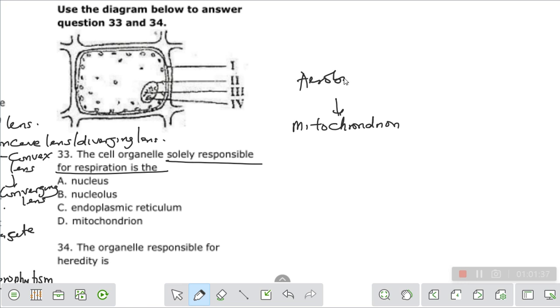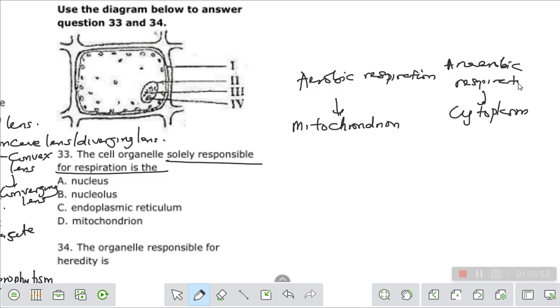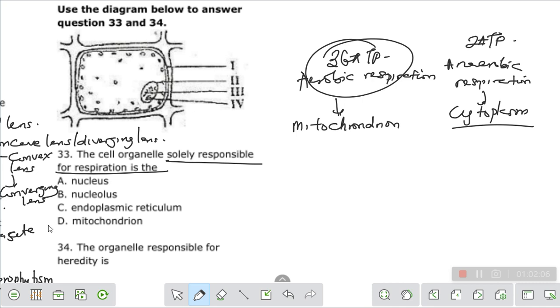So now the organelle responsible for heredity. So what is that? Heredity, look at the diagram. This is the diagram we are looking at. I told you inside the nucleus we have what? We have the chromosome. Inside the chromosome, what do we have? We have the DNA. So what they are trying to tell us is which one among them is the nucleus. That's what they're asking us. So looking at this diagram now, what's your nucleus?